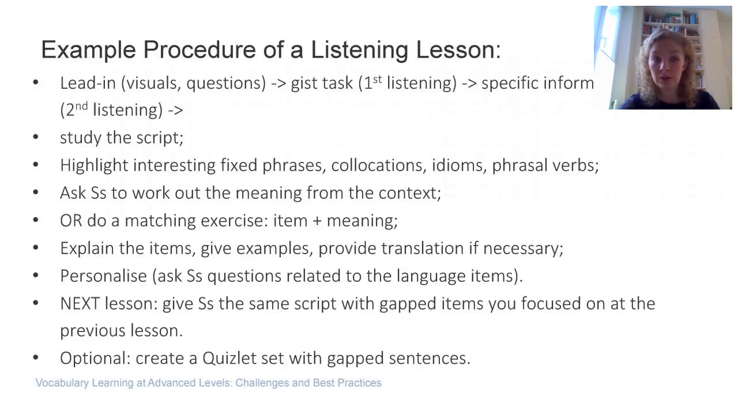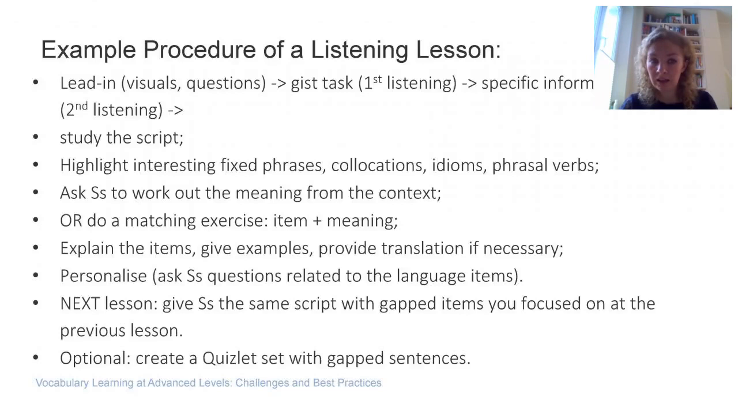You can give your students the script. You can highlight interesting fixed phrases, collocations, idioms, and phrasal verbs. And this is the work you have to do before the lesson. Of course, you need to think about what kind of language you want your students to notice, what things you want to draw your students' attention to. If there are some new words, ask students to work out the meaning from context. Or you can do a matching exercise. So, for example, meaning, word, definition, as we usually see it in course books.